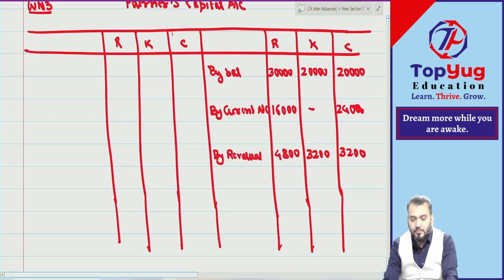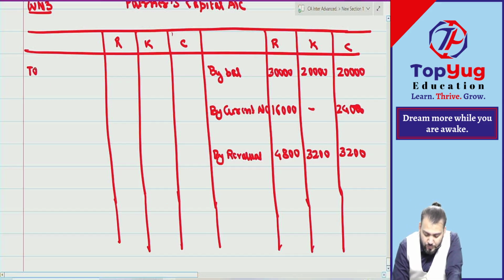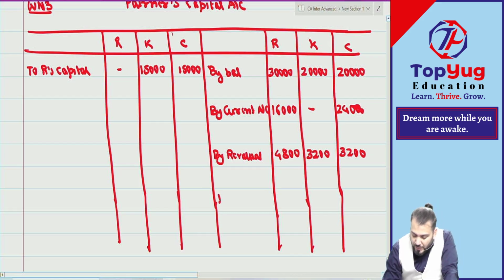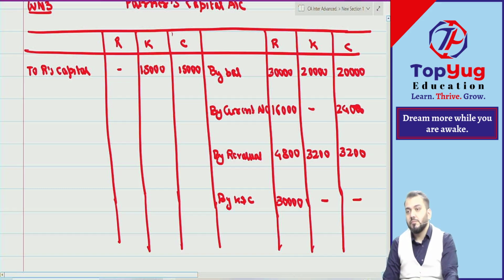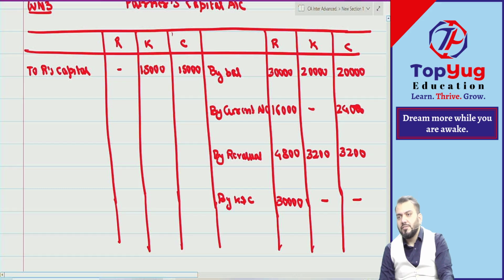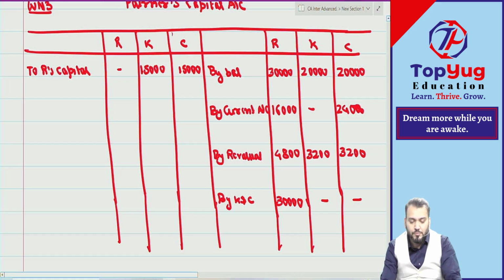So what was the entry? K and C to R. We write to R capital. K and C will be debited. How much? 15,000 and 15,000. We write by K and C capital account, and R will be credited by how much? 30,000. Got it? Understanding? Done. Now we'll do payment to whom?